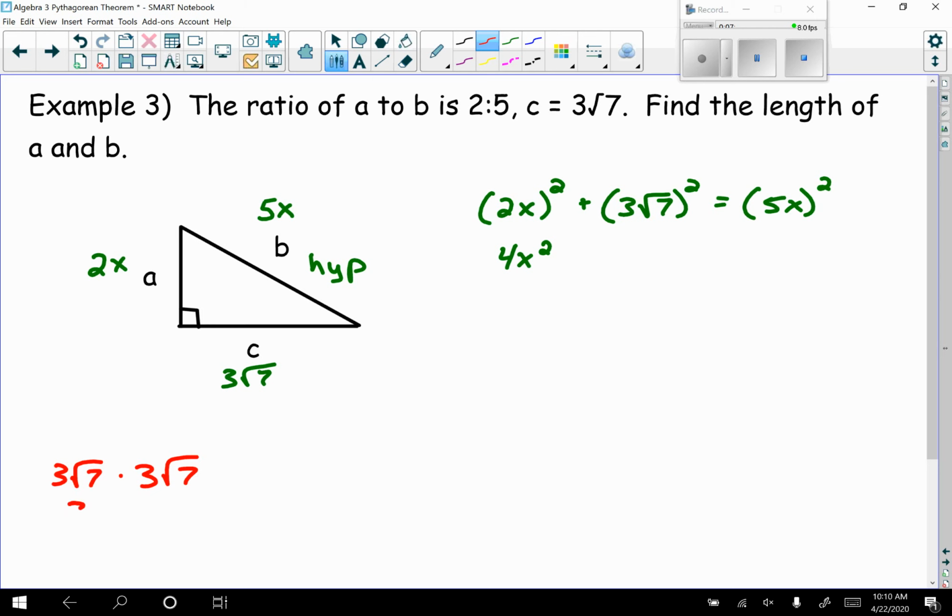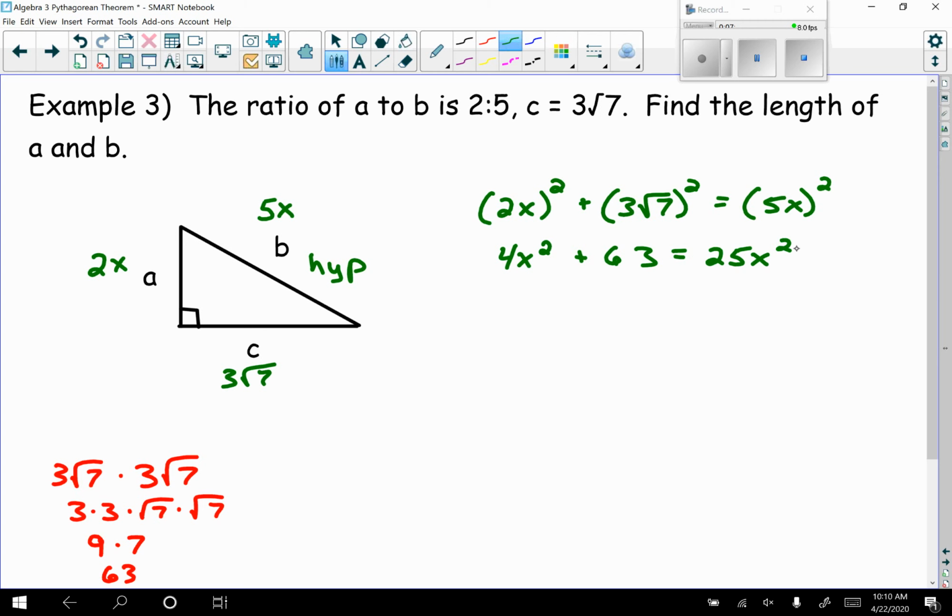So I could think of this as 3 times 3 radical 7 times radical 7. So 3 times 3 will give me 9. Radical 7 times itself is just 7. So I'm actually getting a 63 here. So then this becomes plus 63. And then 5x squared will give me a 25x squared.